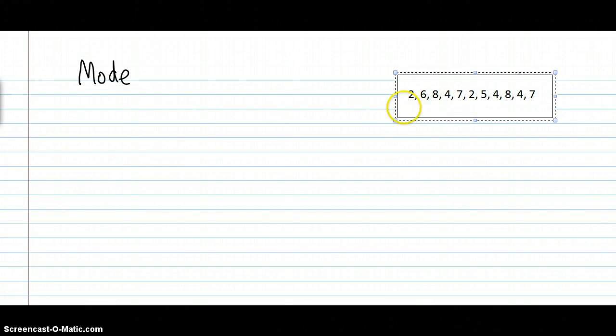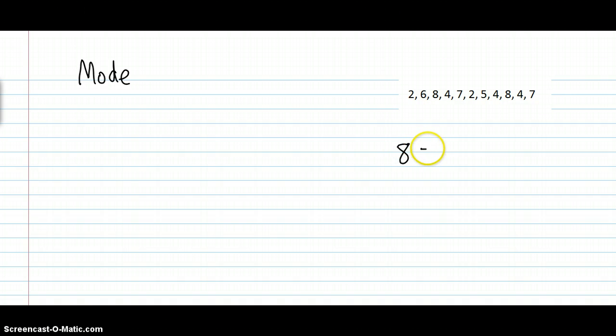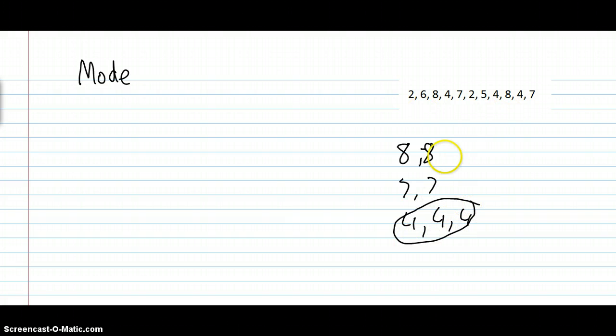Okay, if we look at our old list of data again, to find the mode, we just have to look through the list and find the number that's the most frequent. So it looks like there's a couple of 8s here. We've got 8 twice. I can see we've got 7 twice as well, but we've got 4 3 times. So there's 3 4s, there's nothing else more frequent than that, so 4 is the mode for this data.